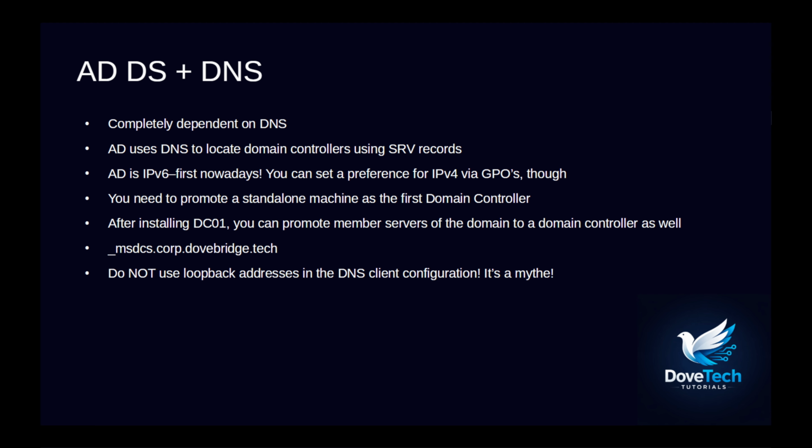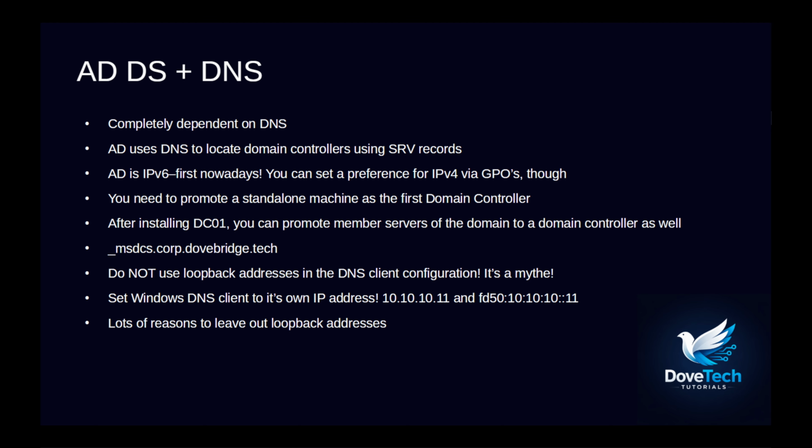Before promoting DC01, we set its DNS to point at its own static address, no loopback. Our domain controllers have static addresses that never change, which means there is no scenario where a loopback address adds value. And there are good reasons to leave it out entirely, not just one. If the DNS server service crashes or fails to start, the loopback address is still reachable because the network stack responds regardless. Depending on the failure mode, the domain controller can appear to have working DNS while returning no useful answers whatsoever. The failure becomes invisible, and invisible failures are the hardest kind to diagnose.